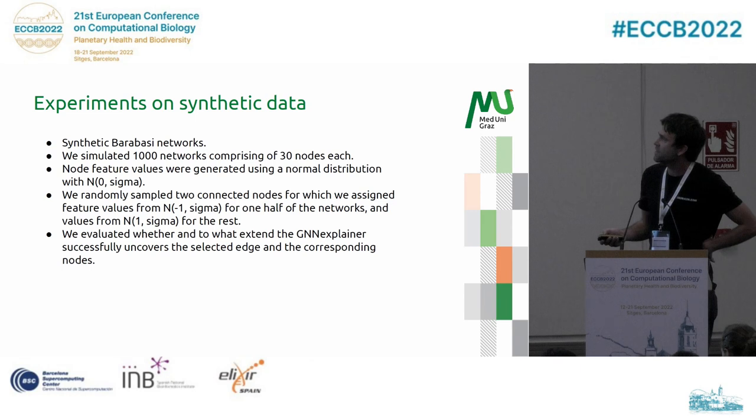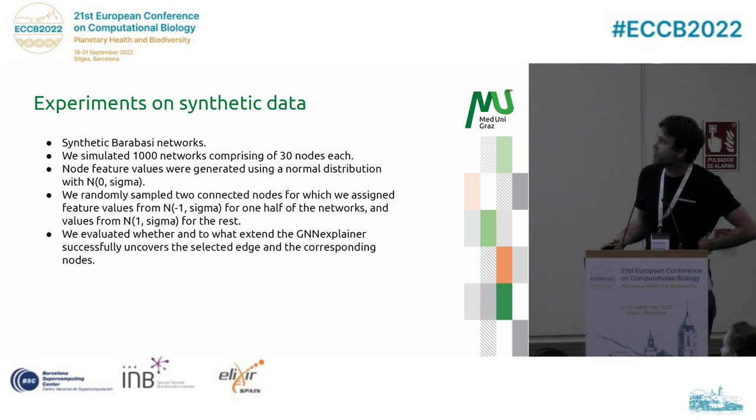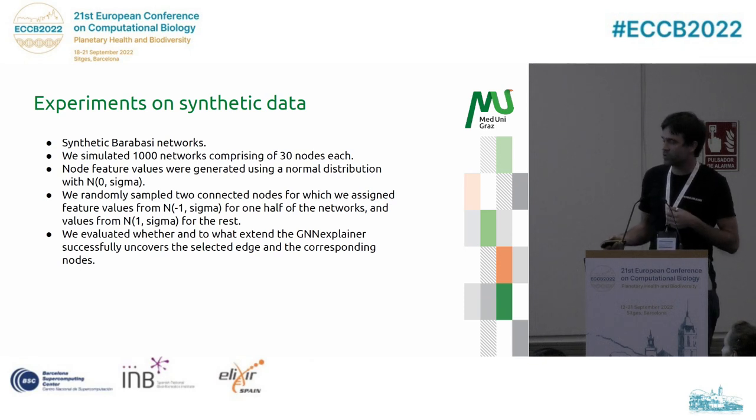We did some experiments on synthetic data. We simulated BarabΓ‘si networks, 100 networks comprising 30 nodes, and the features of these nodes were generated using a normal distribution with mu zero and a sigma. Then we randomly sampled two nodes for which we assigned feature values from a normal distribution with mu minus one for one half of the graphs, and the other graphs got for the exact same nodes feature values from a normal distribution with mu one. And then we evaluated whether the GNN explainer or our modified GNN explainer can successfully detect these two nodes.